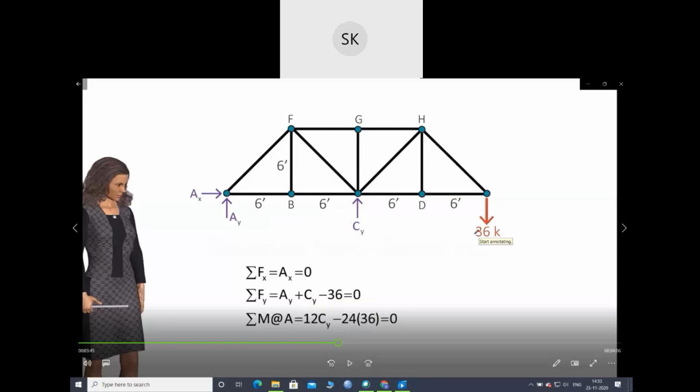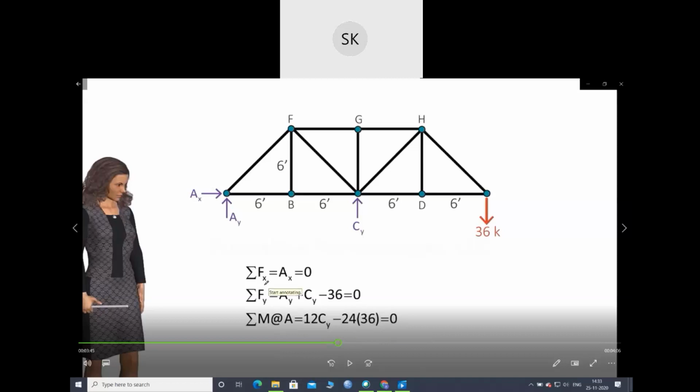Now moment about point A. First will be 6 into 6, that is 12 CY. This is the CY force into distance, so the force is CY and the distance is 12. Next, this 36, at a distance of 24 meters. This is an upward direction. Anticlockwise they are taking positive and clockwise they are taking negative. So this will be minus 24 into 36, plus 12 CY.